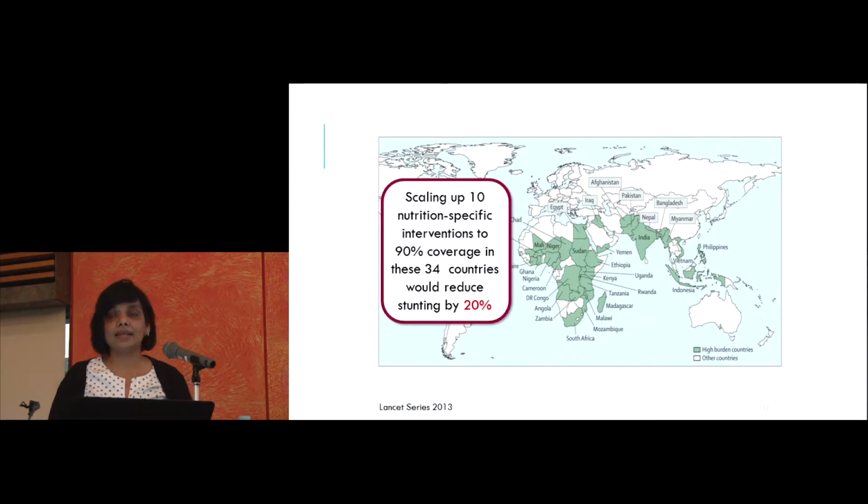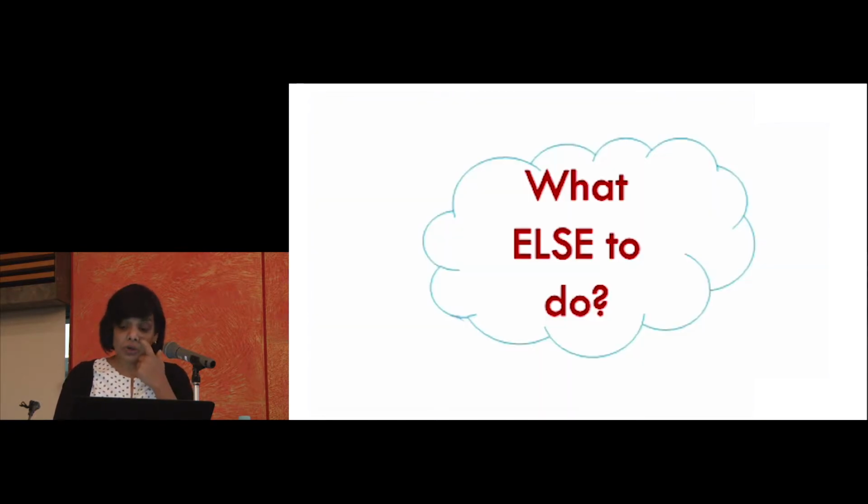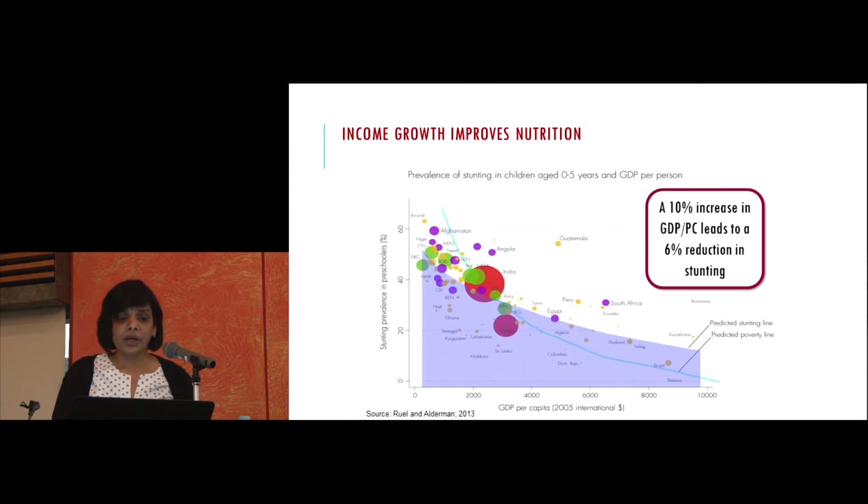So then I think the question is, okay, what else do we need to do? And since there is a lot of appreciation of the role of other sectors in terms of contributing to tackling or accelerating reductions in undernutrition, what else do we do, right? Income growth improves nutrition. There are quite a lot of studies, and I've just put a couple of them here, that show that income is a necessary but not sufficient condition.